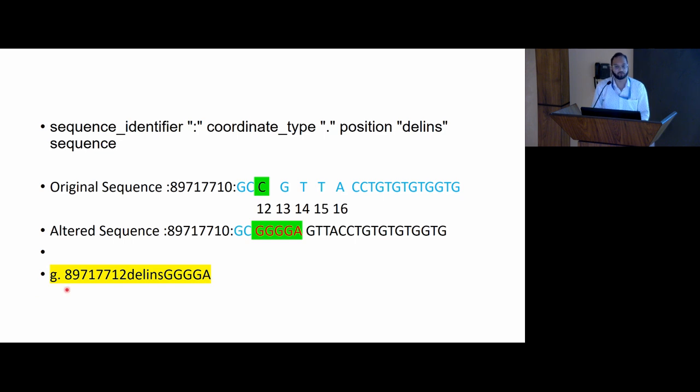So why didn't you say 17712C delins? Why didn't you say that? You directly said 17712 delins. HGVS says it is not necessary to mention what has been changed, but you have to mention what it has been changed to. Because we know what is there at 17712, right? We have the sequence, we have the reference. So we know it's a C. It would be redundant information, so you do not need to give it.